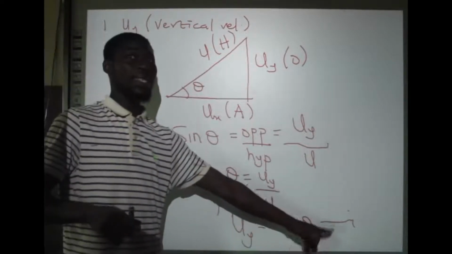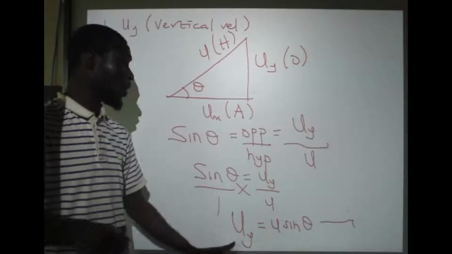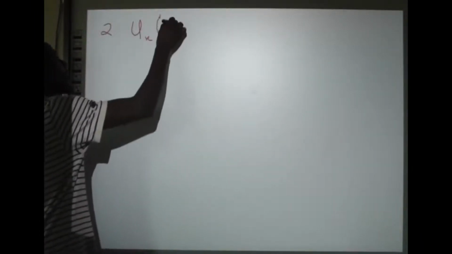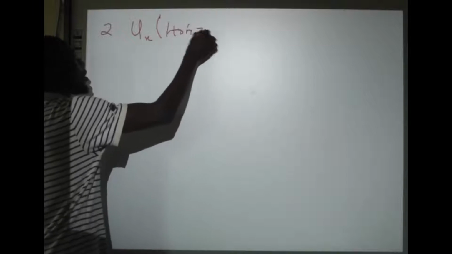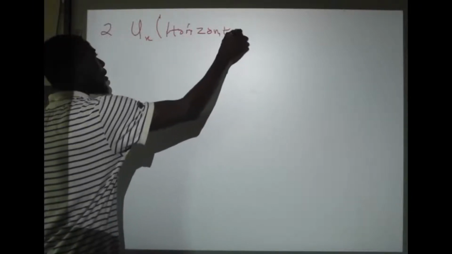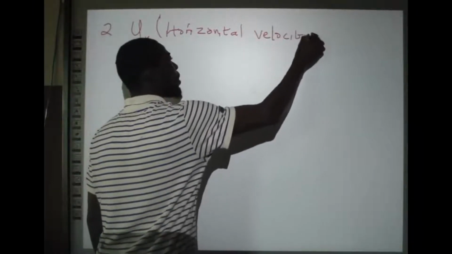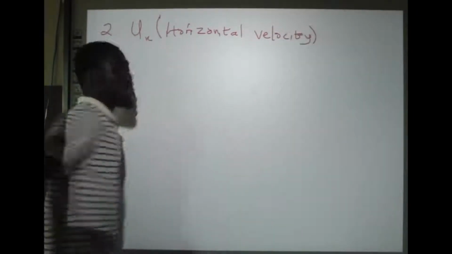U sine theta. And the unit for velocity is what? Meters per second. So now let's move on to the next one, the second one, which is called horizontal velocity ux. Anywhere you see velocity, you know the unit is meters per second.